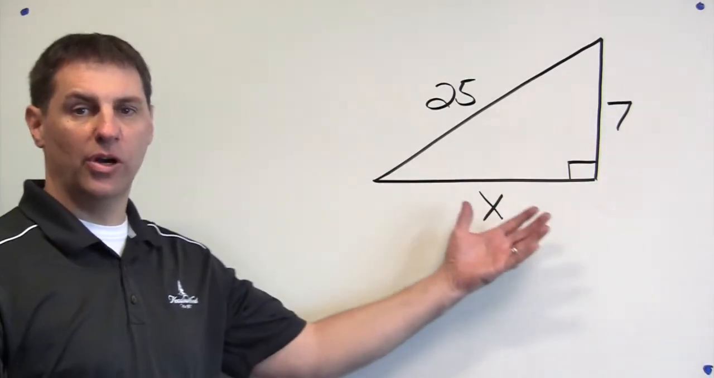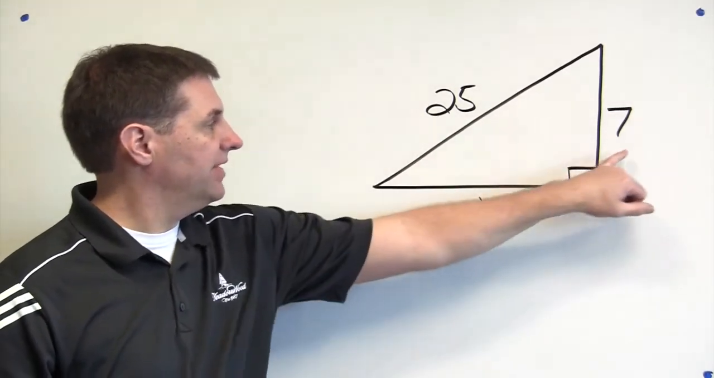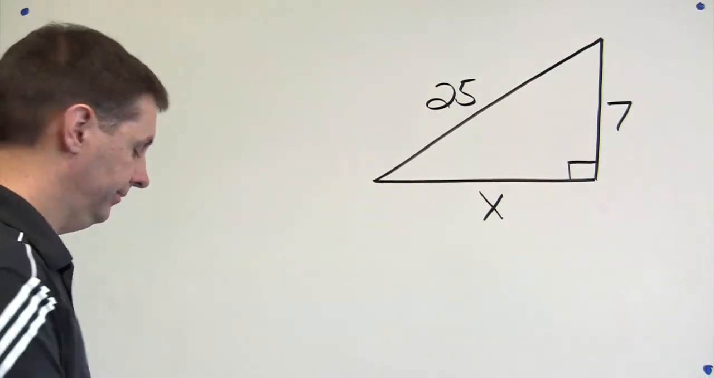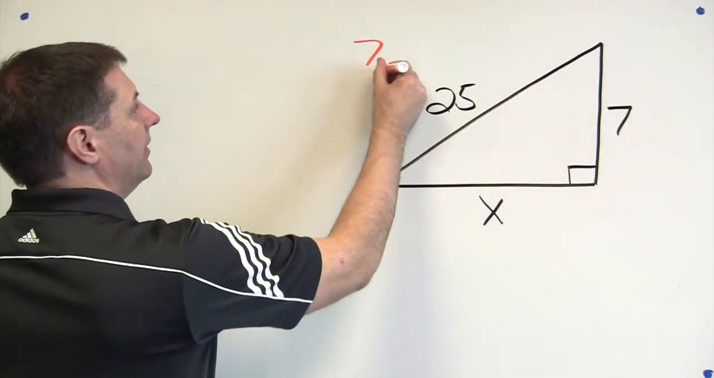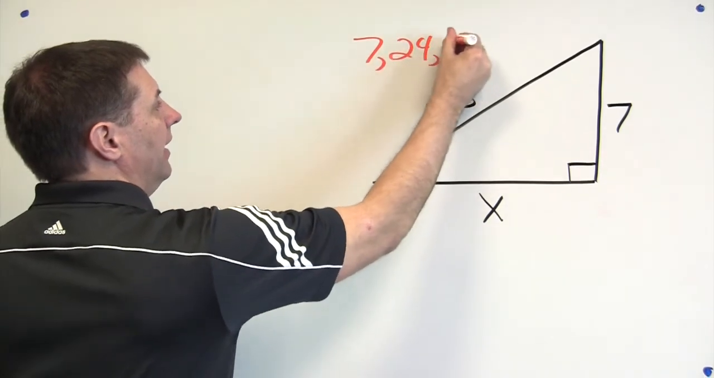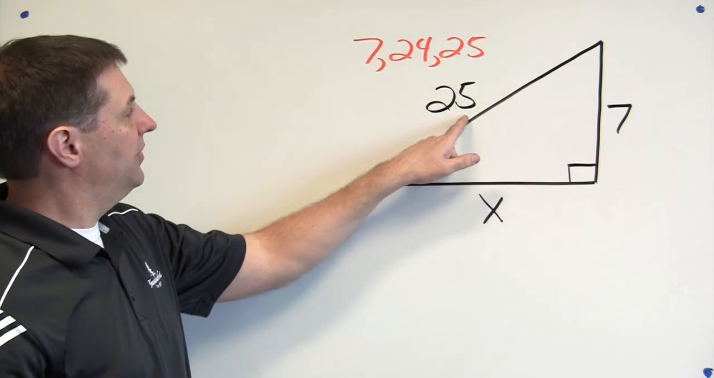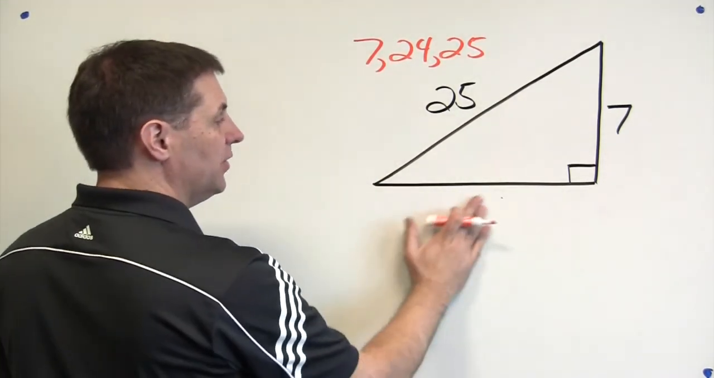Here's another example where a triple might save you some time. Instead of going x squared plus 7 squared equals 25 squared, I know that there's a triple of 7, 24, and 25. That fits in this pattern. The hypotenuse is 25, one of the legs is 7. This leg has to be 24.